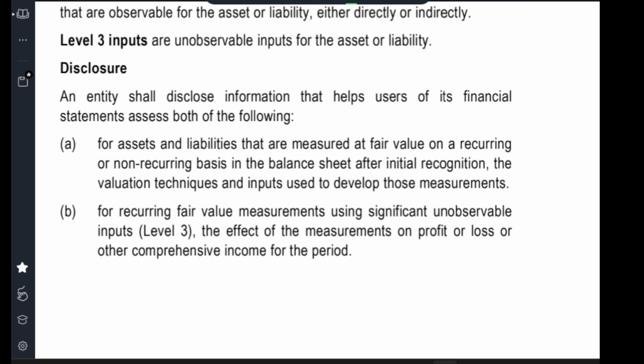This is in other comprehensive income, it's a level 3 input, and this is the reason for the level 3: there is no product available for valuation. That also has to be disclosed.